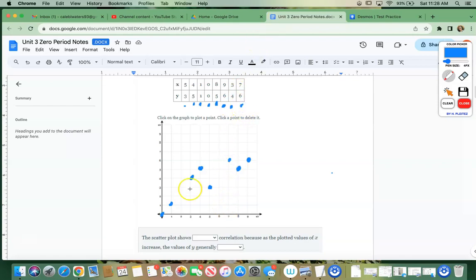Okay. Then we got some questions to answer. It says the scatter plot shows something correlation because as the plotted values of x increase, the values of y generally... Well, look at it. Are they going up or are they going down? They're generally going up. So we can say the scatter plot shows a positive correlation because as the plotted values of x increase, the values of y generally also increase. Okay, so that's all there is to those.